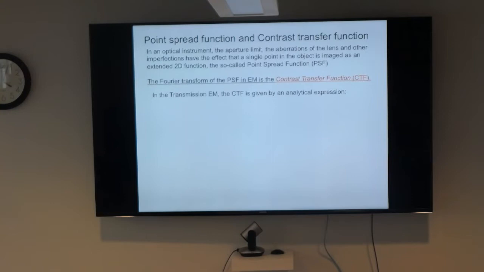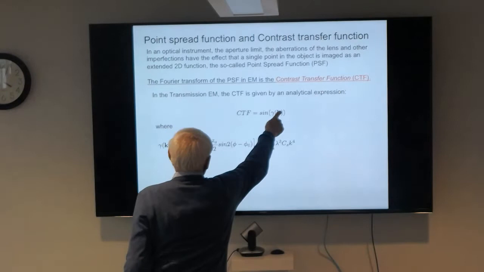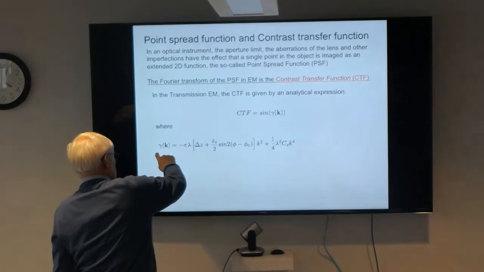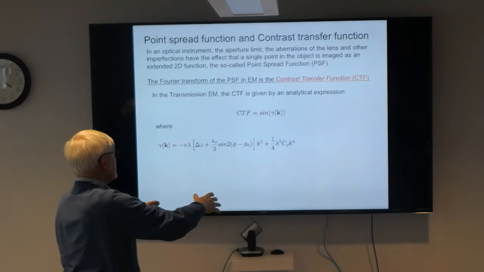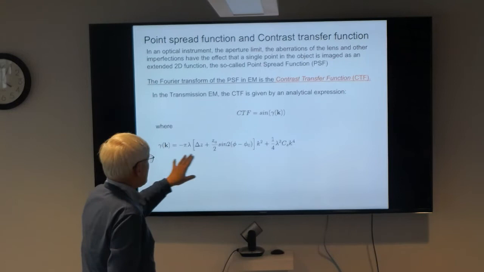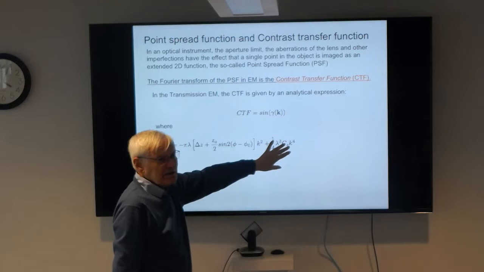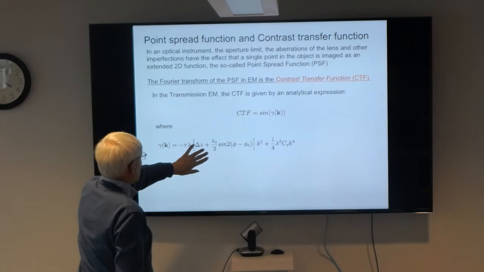And the contrast transfer function, and you will have seen this expression already, is a sine of the wave aberration function. This is the wave aberration. This tells you how much the wave differs from a spherical wave. And there is a spherical aberration, which is built into the lens or built into the microscope. You can't do anything about it. And then you have another term which you can control, which is the defocus term.